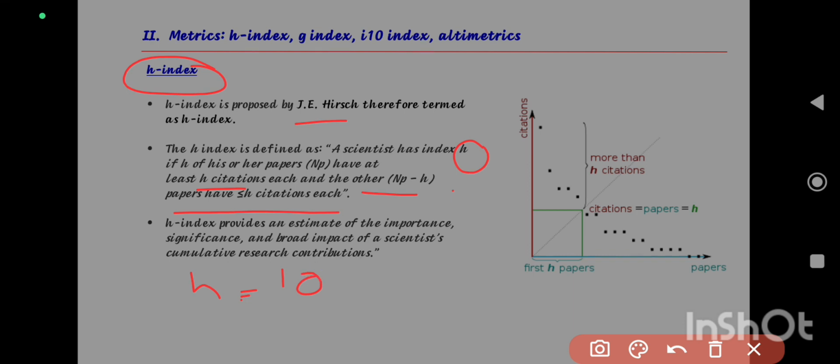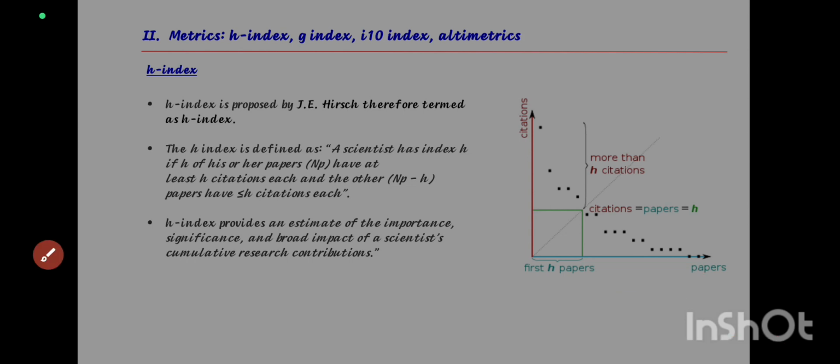So first H papers, you can see the square, that means the sides are equal here. So if this is 10 papers, then this is also 10. Understand? If this is 10, then this part is also 10. This is 10 and this is 10. So H index here becomes 10. Going to the next slide.